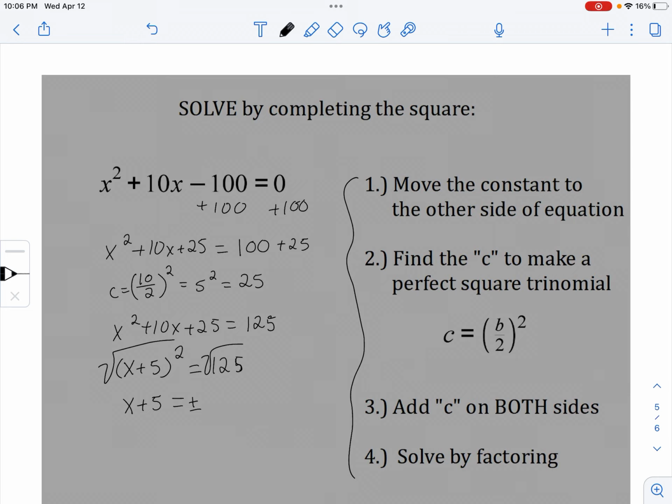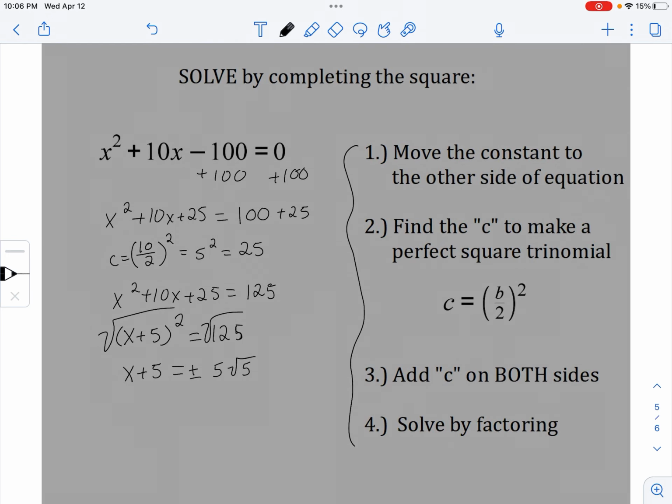Now here we can simplify this. 25 is the greatest factor that goes into 125. So the square root of 25 is 5. That leaves us with 5 times the square root of 5. Okay, now we still aren't finished because we need to isolate x. So we are going to minus 5 from both sides. So now x is equal to negative 5 plus 5 square root 5, and x is equal to negative 5 minus 5 square root 5.